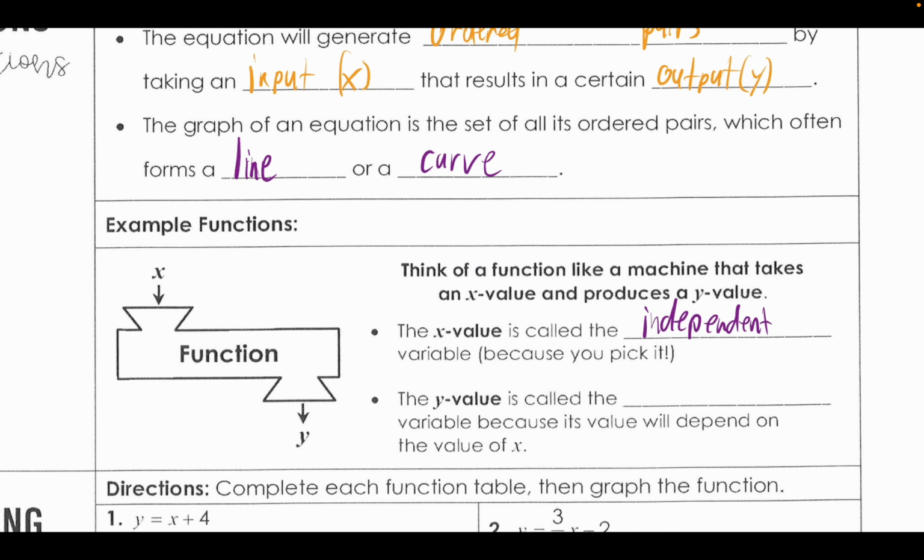Now, the y values, whatever y values you get out, change or depend based upon the x values you put in. If you put in this x value, you get out that y value, whereas if you put in a different x value, you get a different y value out. Very similar to the vending machine. The item you get out depends on what code you put in, not the other way around. So y is considered to be the dependent variable.